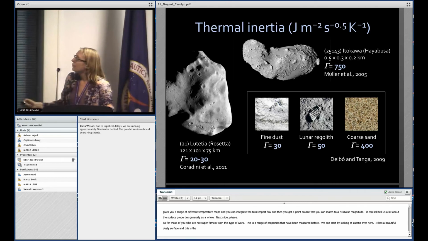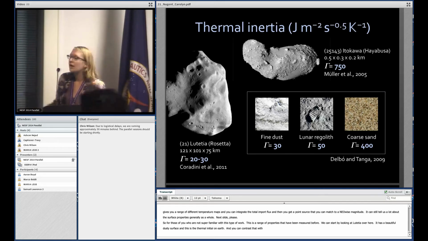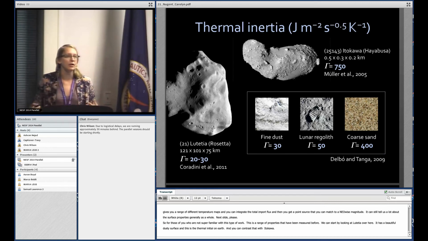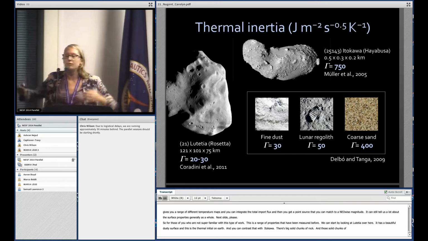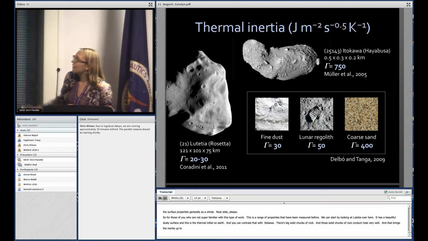You can contrast that with Itokawa up here. That's a near-Earth asteroid visited by the Hayabusa mission. And you notice that although it has these beautiful, nice dust pools, it also has these big solid chunks of rock. And those solid chunks of rock conduct heat very well, and that brings the overall average of thermal inertia up to about 750. And that's much higher than even coarse sand, as you see here.